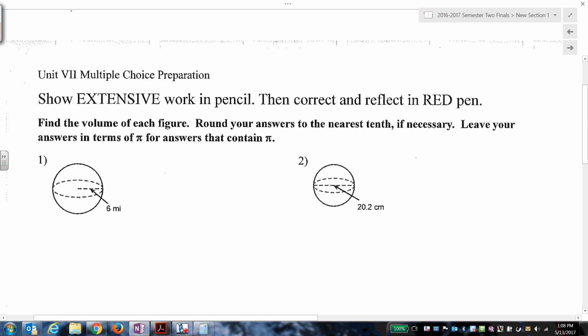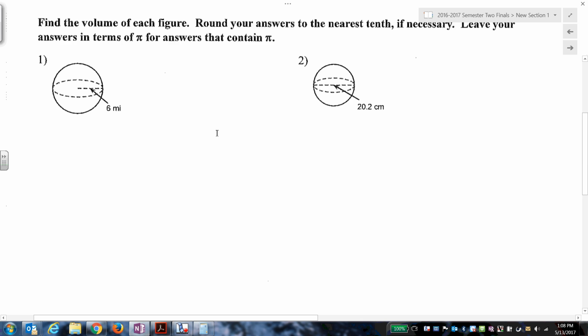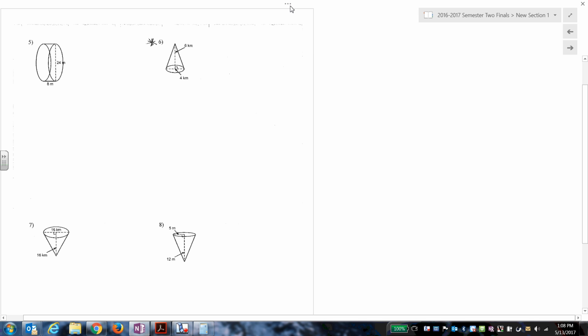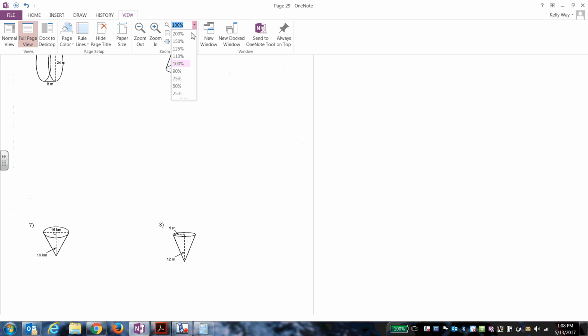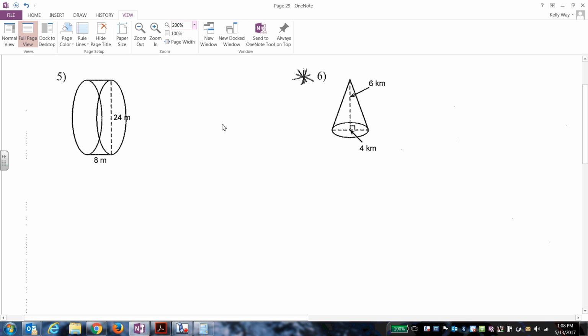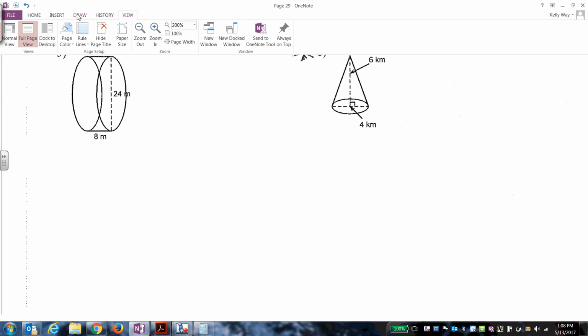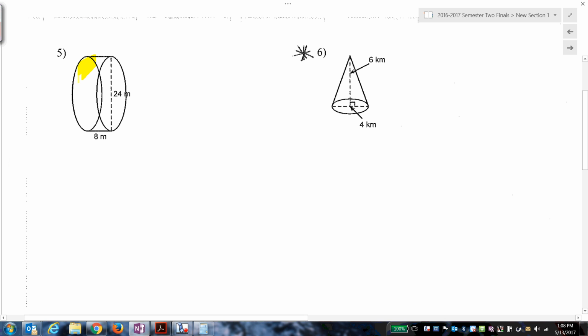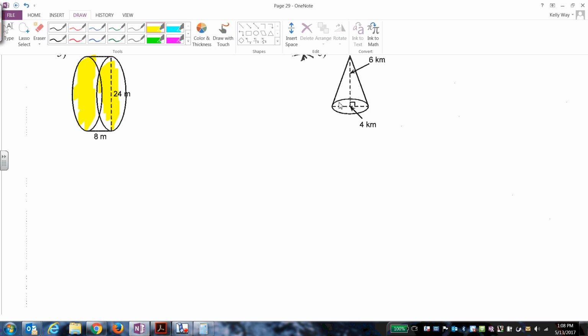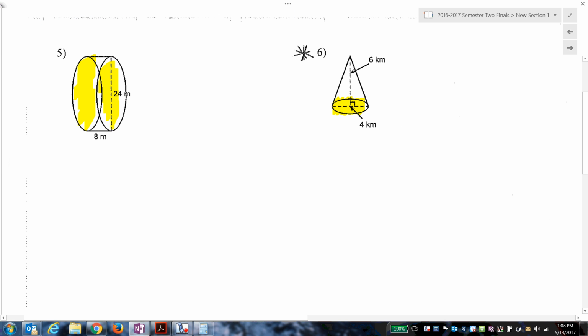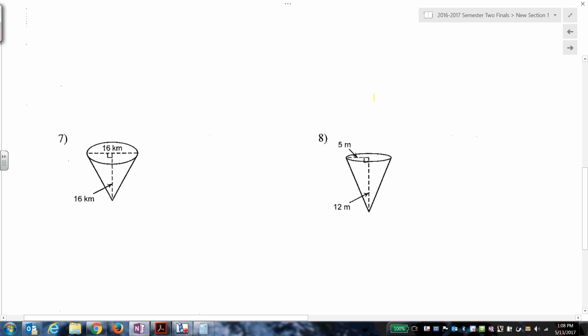Students, this is the Unit 8 multiple choice preparation, taking a look at the starred problems. For this section, we're asked to find the volume for each of these. As you go through these, it's important that you shade the bases if it's a cylinder and prism. See, there's two bases there, and there's one base here. You shade the singular base of pyramids and cones.